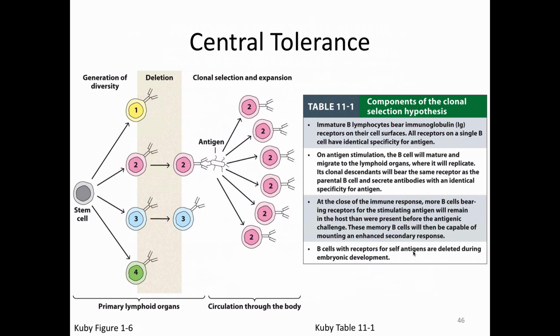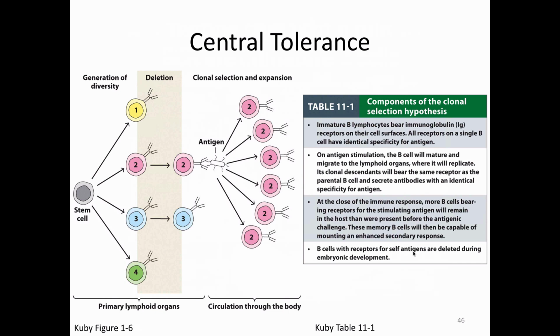The one piece I will say is that this process in general of deletion is frequently referred to as central tolerance. Tolerance is how we get rid of self-reactive cells in the immune system. It's how you get rid of autoreactivity. If you have an autoimmune disease, you have a failure of tolerance. It's how you learn to tolerate yourself.